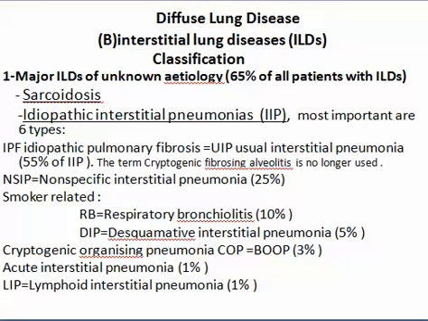The second is the non-specific interstitial pneumonia, which is about 25%. Then smoker-related, we have respiratory bronchiolitis, 10%, and desquamative interstitial pneumonia, 5%, or the DIP. And then the cryptogenic organizing pneumonia, the COP, which forms 3%. Then acute interstitial pneumonia, then the lymphoid interstitial pneumonia or the LIP, which is the rarest one. These are the 6 groups.